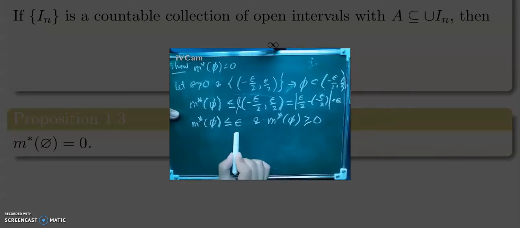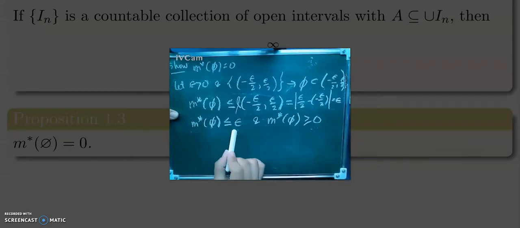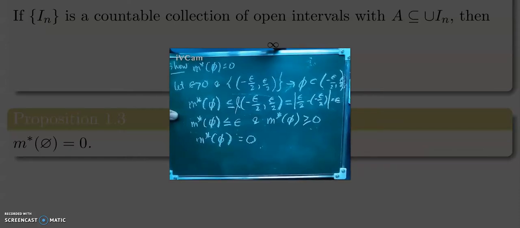Now, notice here that epsilon is any positive number. It could be very small. And the Lebesgue outer measure of M_T is less than any positive number epsilon, and it is greater than or equal to 0. It is positive, but it is less than any positive number. So we are forced to make this 0. So we're done. Now let's have the next one.